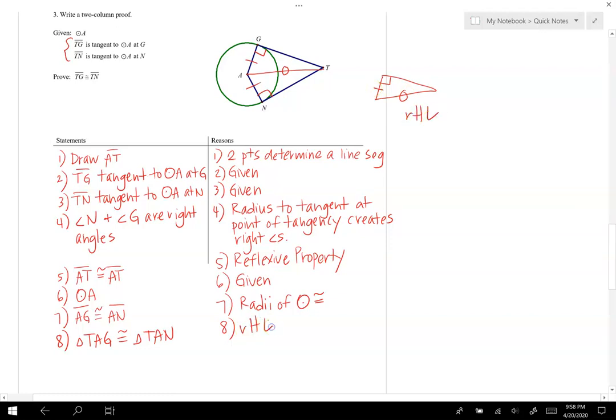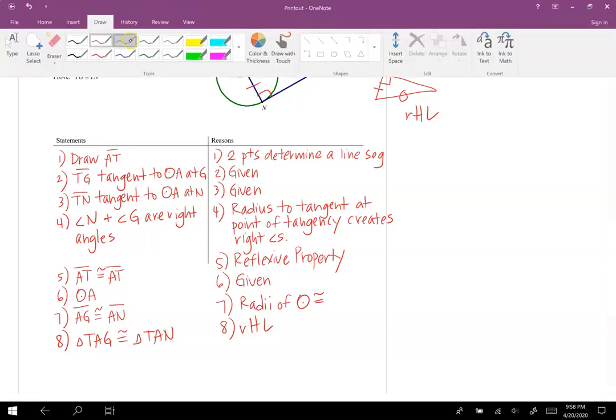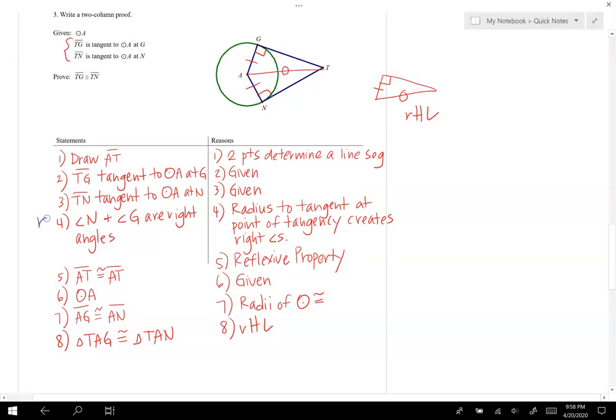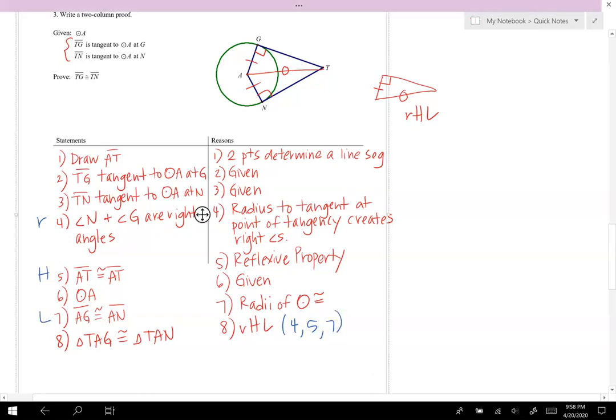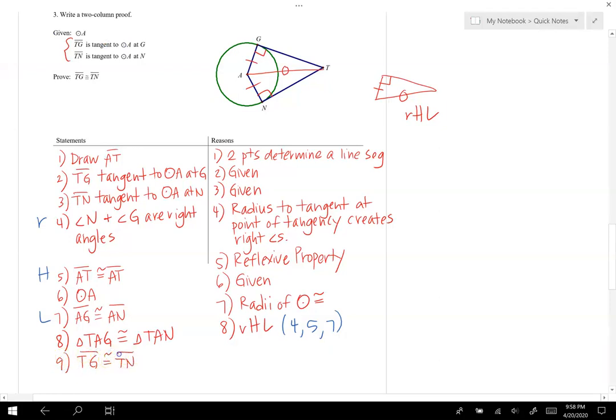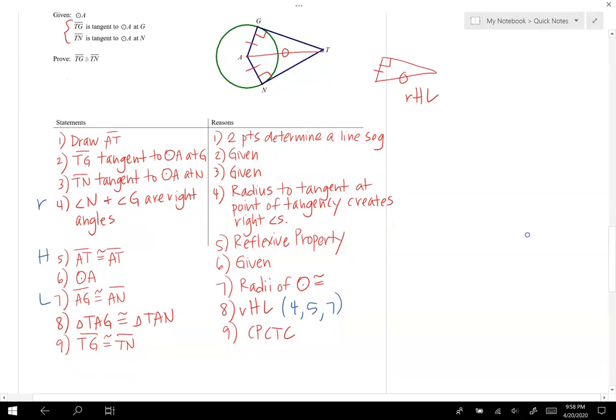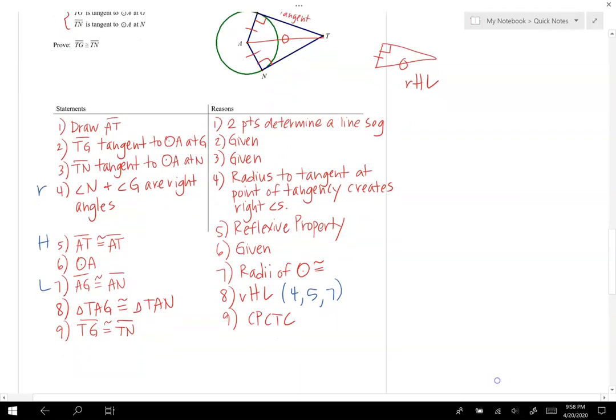Okay. And then you're just going to go back in your proof and make sure you showed all those. So I showed my right angles in step 4. I showed my hypotenuse was congruent in step 5. And I showed one of the legs was congruent in step 7. So then we can finish off our proof. That TG is congruent to TN by CPCTC. Okay? So these tangents are congruent. That tangent and this tangent.